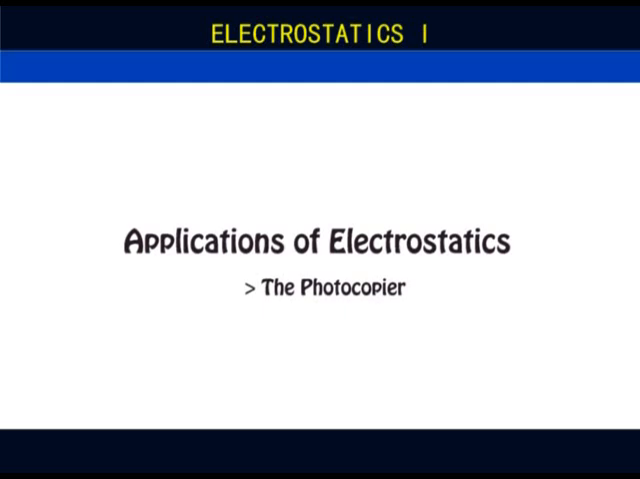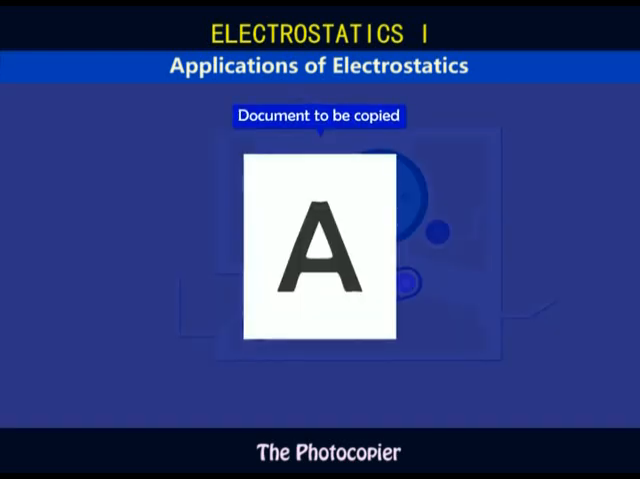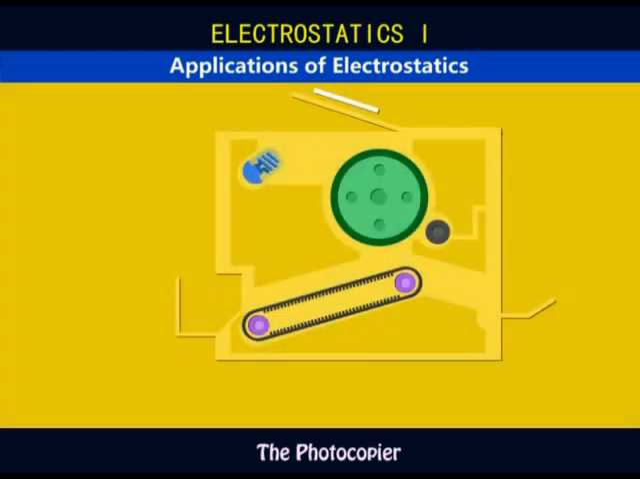Finally, the photocopier. A photocopier consists of a halogen lamp, a photosensitive drum, a toner, and a conveyor belt. When you place a document you want to be copied upside down on the glass and press the start button, an intense beam of light scans across the document from top to bottom. This light then gets reflected and falls on the photosensitive drum.